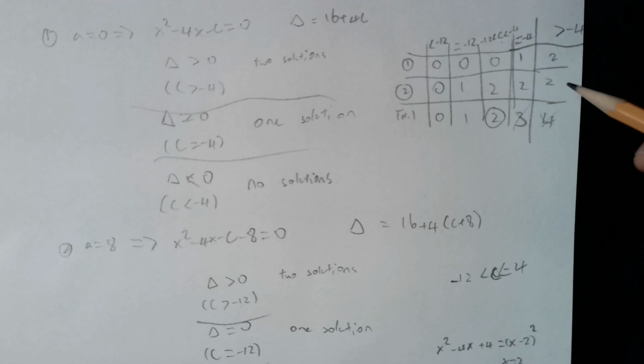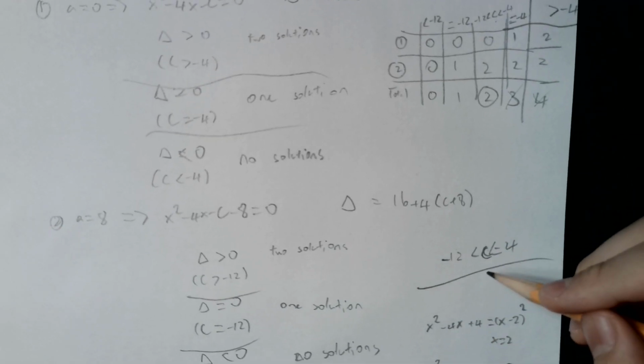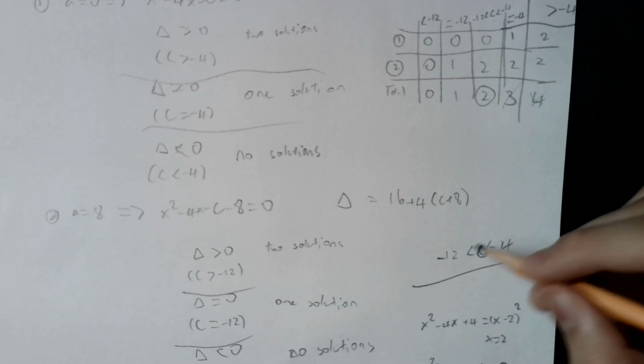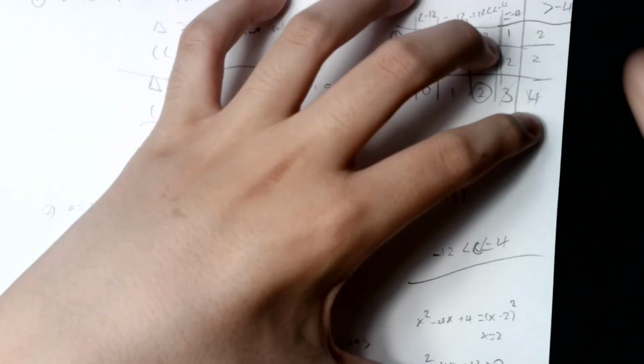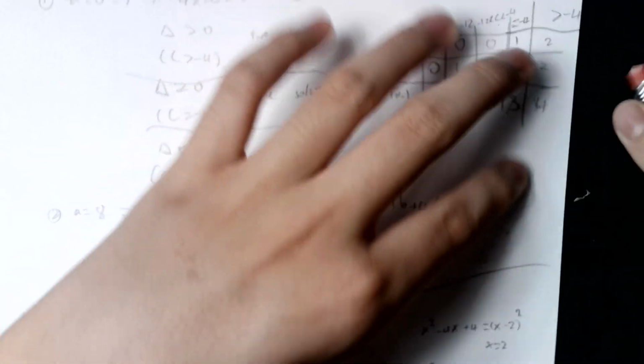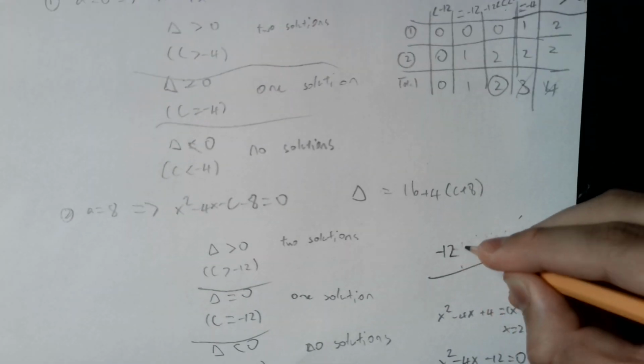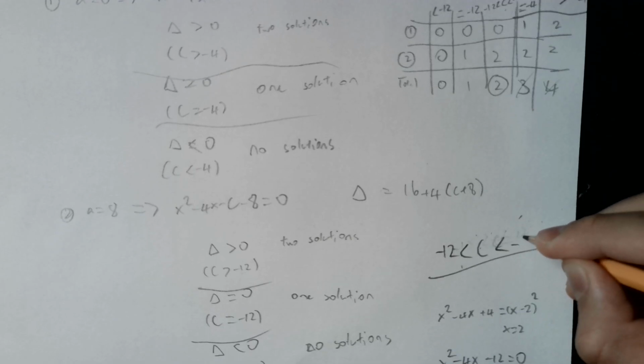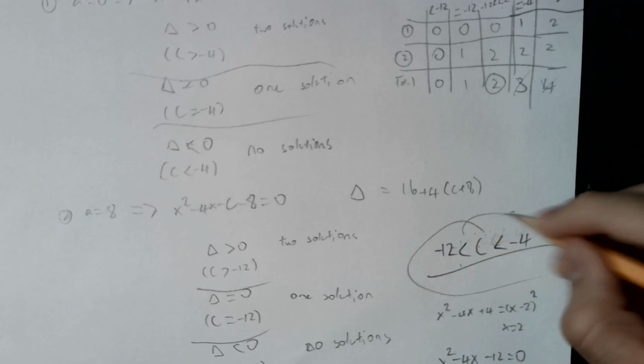So this means that the only viable range will have to be -12 to -4. I should write this a little bit prettier. -12 to -4. So that's our answer.